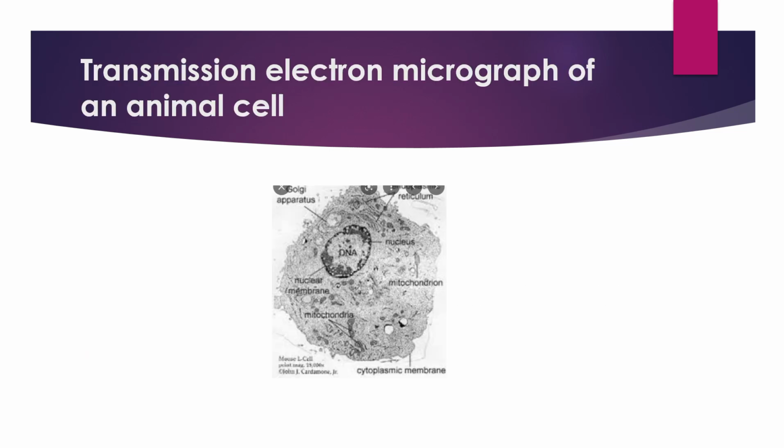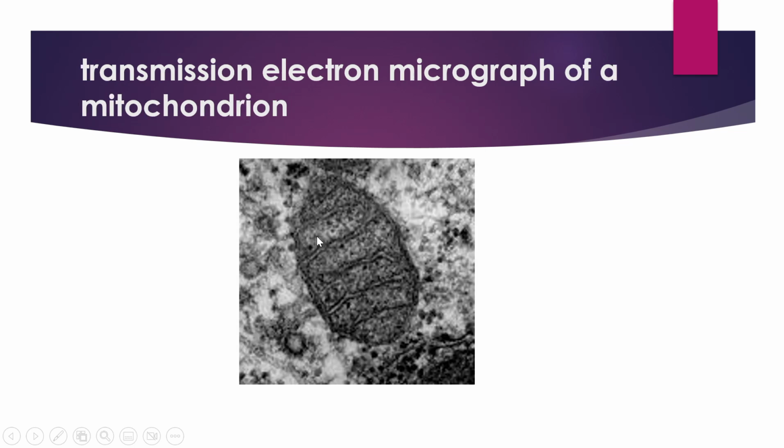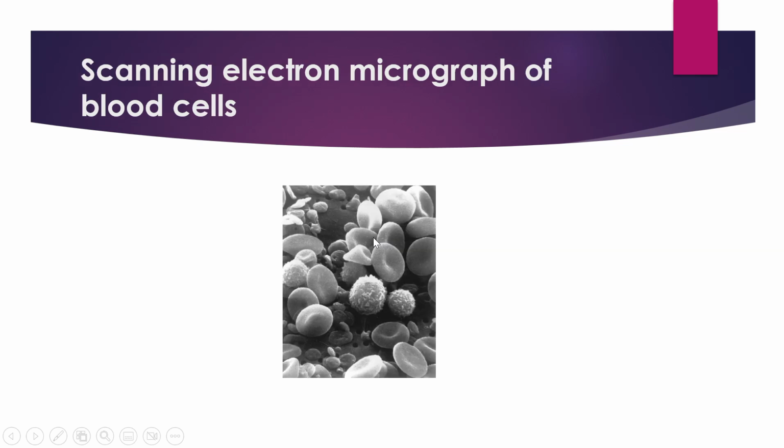So a transmission electron micrograph of an animal cell, you've got the nucleus, which contains DNA, nuclear membrane, rough endoplasmic reticulum, membrane, mitochondrion, Golgi apparatus. Transmission electron micrograph of a mitochondrion. You can see the cristae and the matrix.